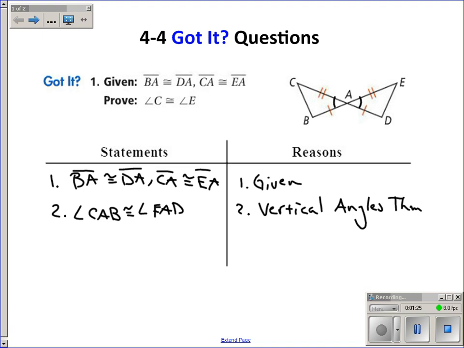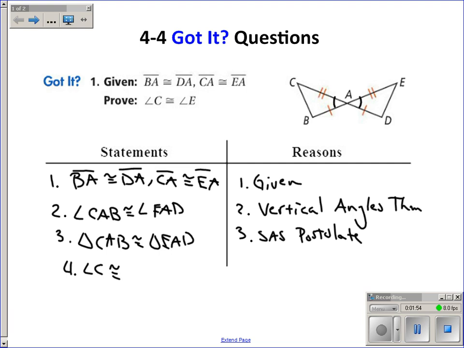All right, now looking at the picture, why should the two triangles be congruent? And the answer is the side-angle-side postulate. So triangle CAB is congruent to triangle EAD by the side-angle-side postulate. Okay, so now that we know the two triangles are congruent, we can now say that angle C is congruent to angle E. And the reason for that is CPCTC.